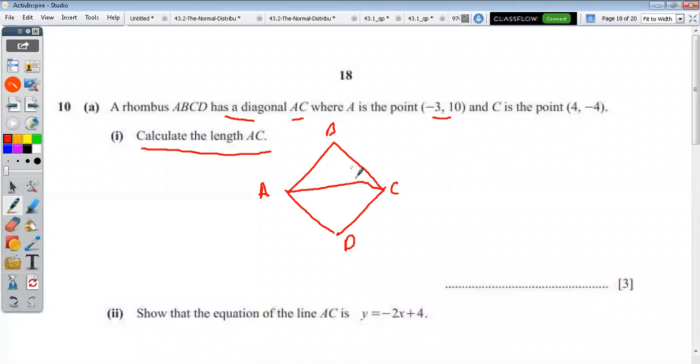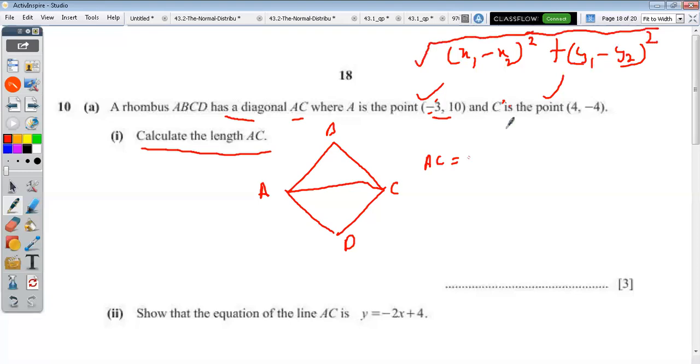But it's not even necessary to draw. Are we given A and are we given C? Yes, so it's not even necessary. It's the distance between 2 points. How do we define the distance between 2 points? AC is equal to what formula? We should know that: the square root of x1 minus x2 squared plus y1 minus y2 squared. That's how we find it.